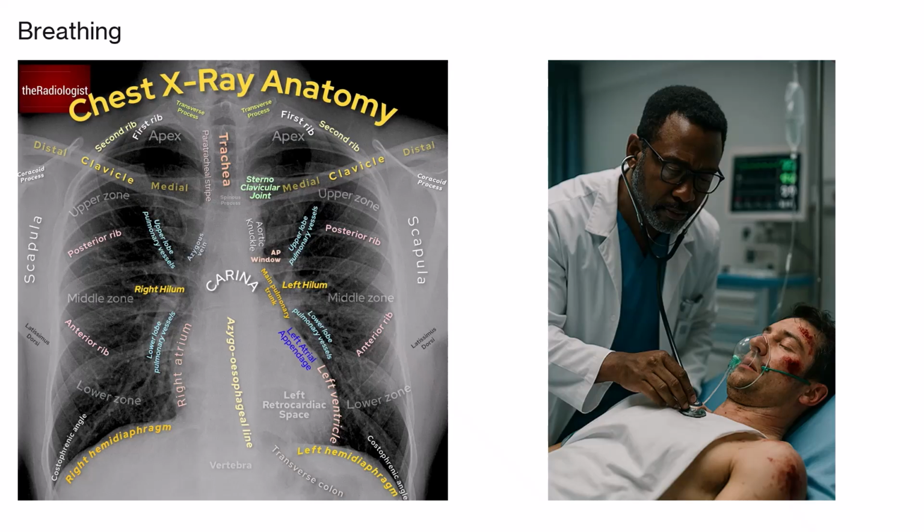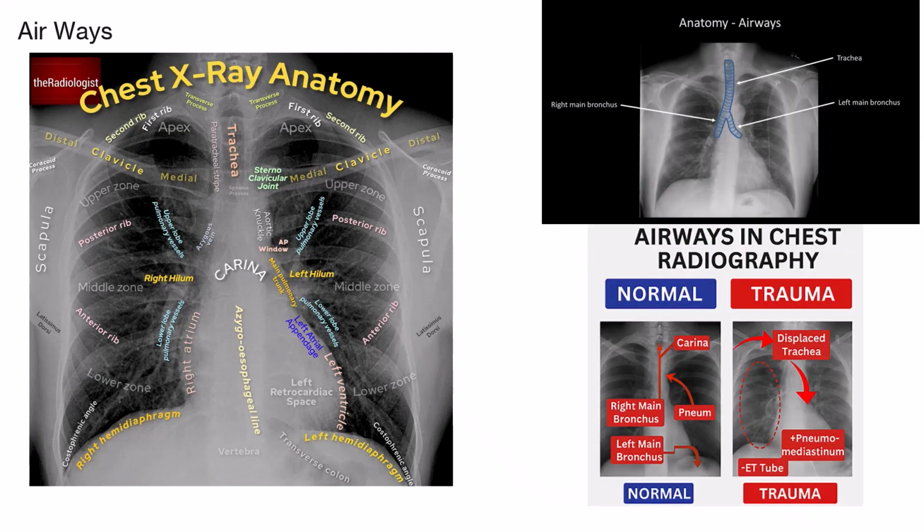When an ER physician checks breathing in a trauma patient, whether by listening or portable chest x-ray, they're scanning for immediate threats to life and clues that guide rapid intervention. Airways are absolutely critical in trauma chest radiography because they serve as early indicators of life-threatening complications and help guide urgent clinical decisions. The trachea should be midline. Deviation may suggest tension pneumothorax or a mediastinal shift.